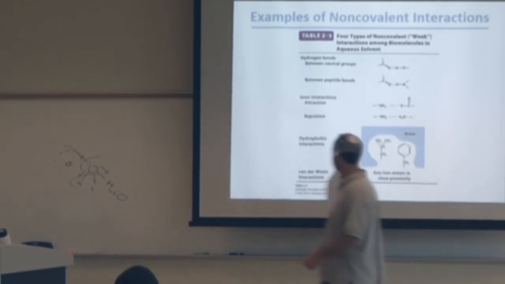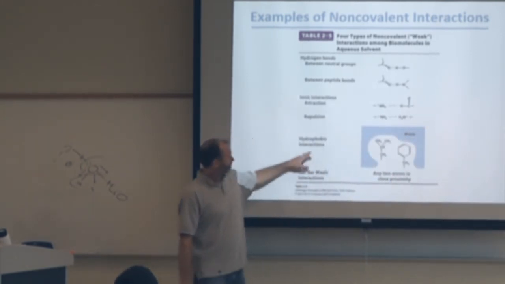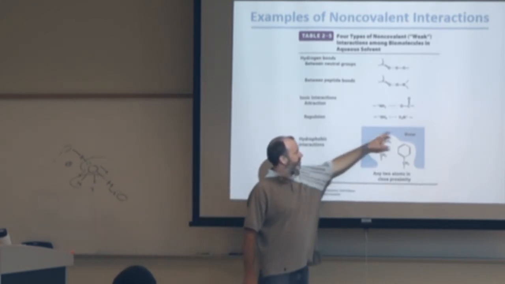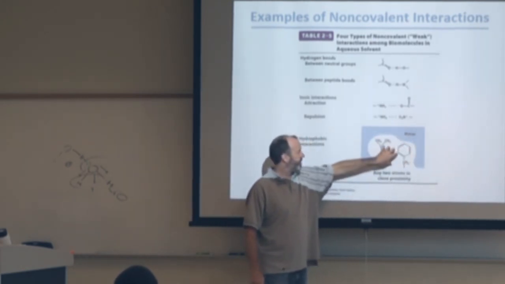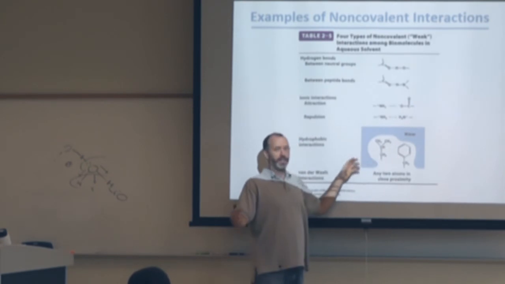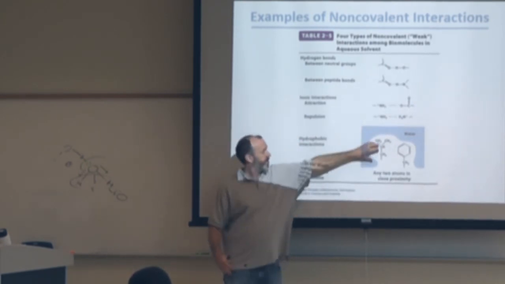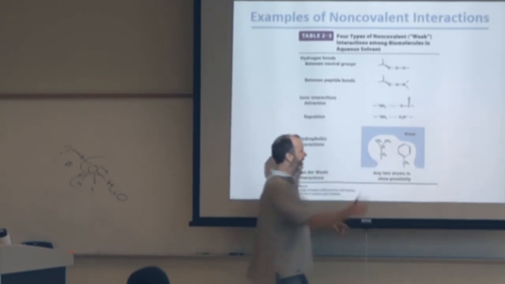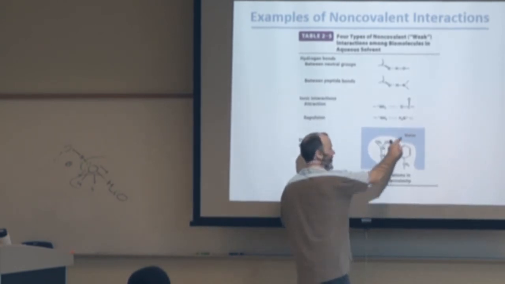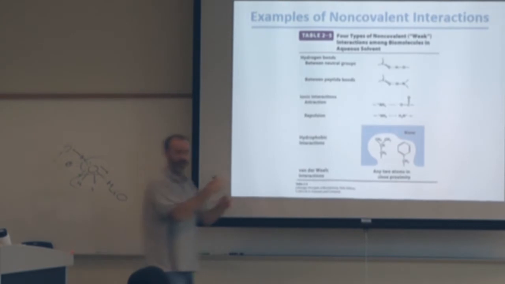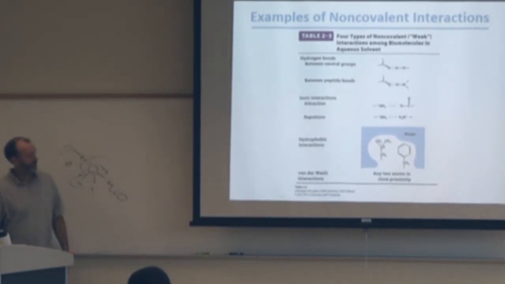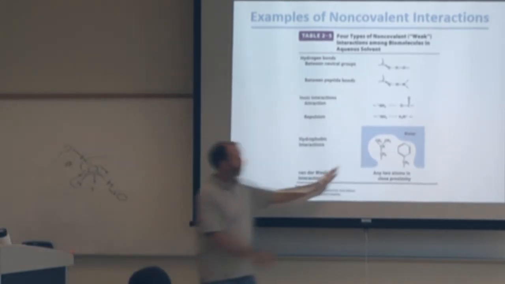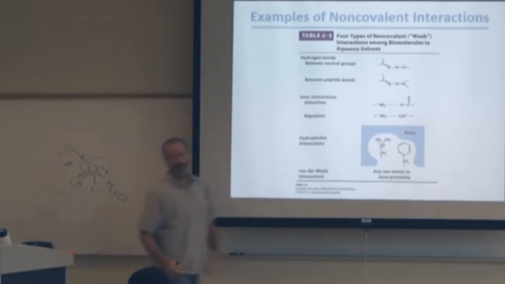And then for the hydrophobic interactions, the water wants to decrease the surface area around these hydrophobic groups and tends to force them into close proximity, so that the water doesn't have to be around them. It just decreases the surface area. And then the van der Waals interactions between these act as an attractive force also.